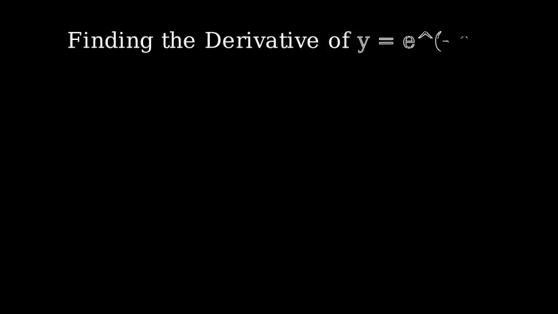Welcome. Today we'll find the derivative of the exponential function y equals e to the negative mx. Let's start by writing out our function. Before we begin differentiating, let's recall two important rules.